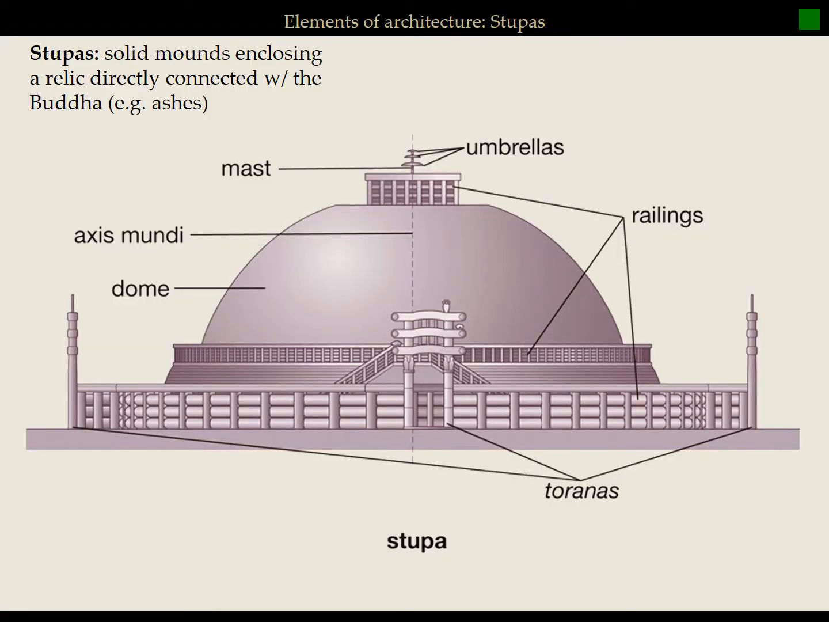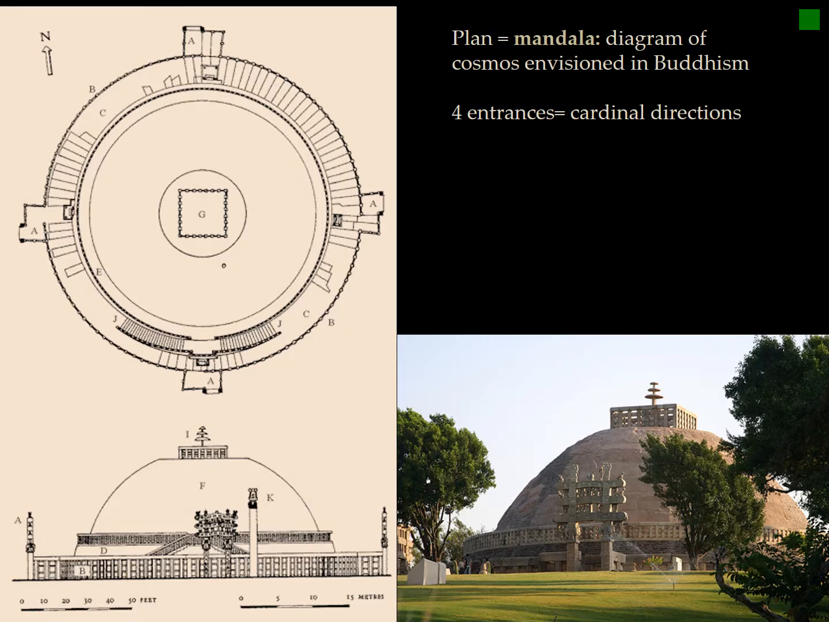Stupas are going to be Buddhist monuments, which are made up of solid mounds enclosing a relic directly associated with the Buddha, one of the most holy of which being his very ashes. Here we have this hemispherical mound with an umbrella above this mast and supported by it, with toranas and this entryway of stairs leading up to railings that encircle the base of this dome. The plan itself is known as a mandala, or a diagram of the cosmos envisioned in Buddhism. There are 4 entrances corresponding with the 4 cardinal directions.